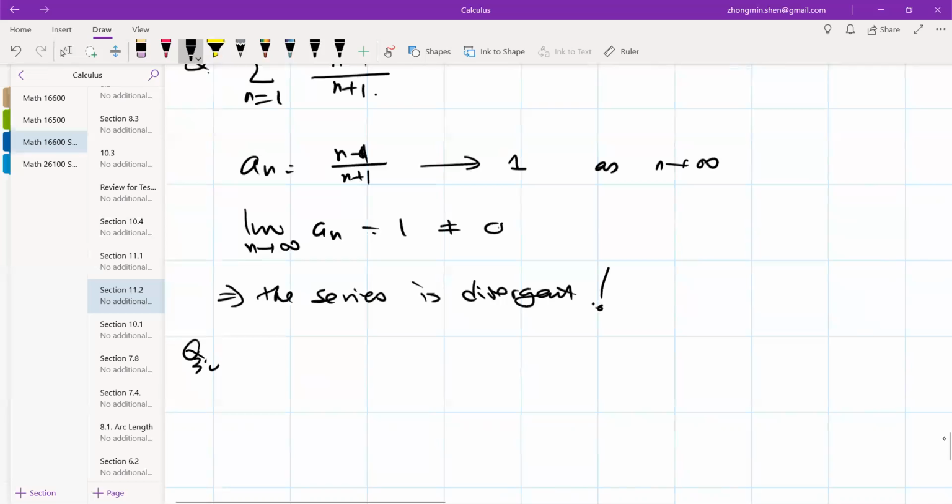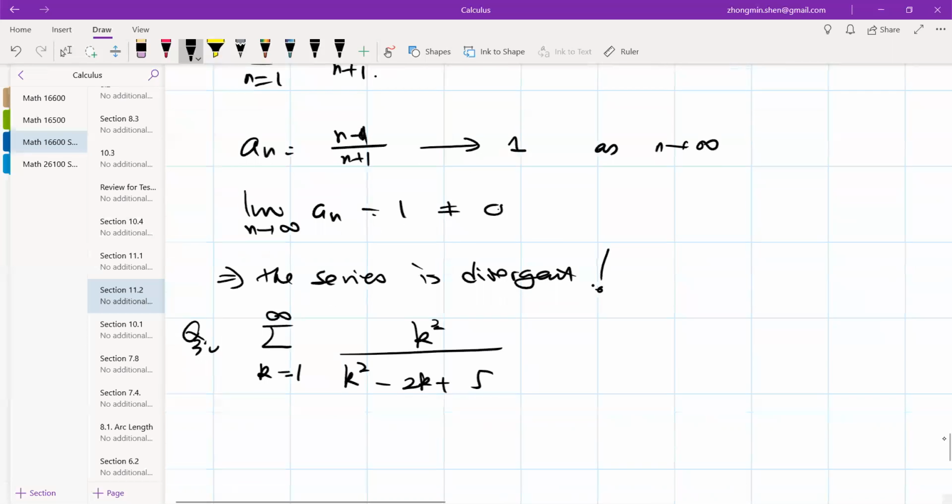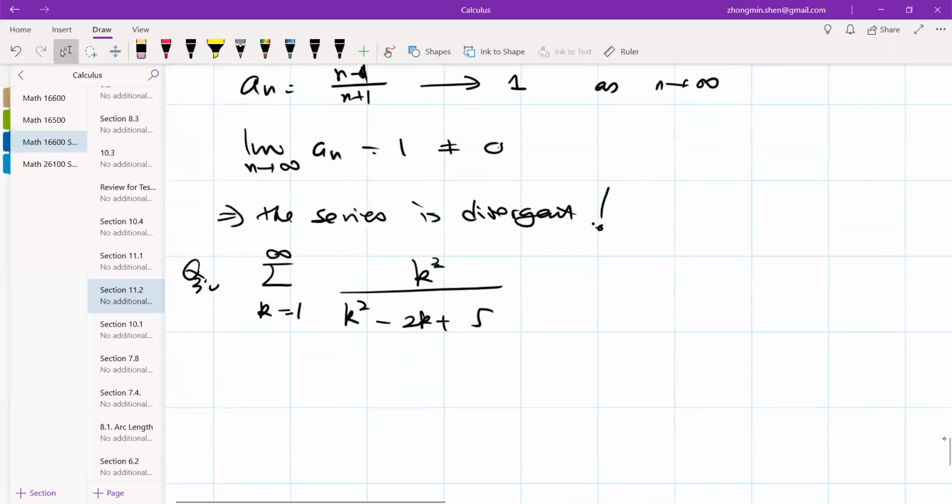So number 30, for example. The term is k squared over k squared minus 2k plus 5. Now this is a pretty complicated series, right? So when k equals 1, 2, you can write down all the terms. The question is whether it's convergent or not. Sometimes the question is, if it's convergent, can you find the sum? But first of all, you make sure it's convergent.